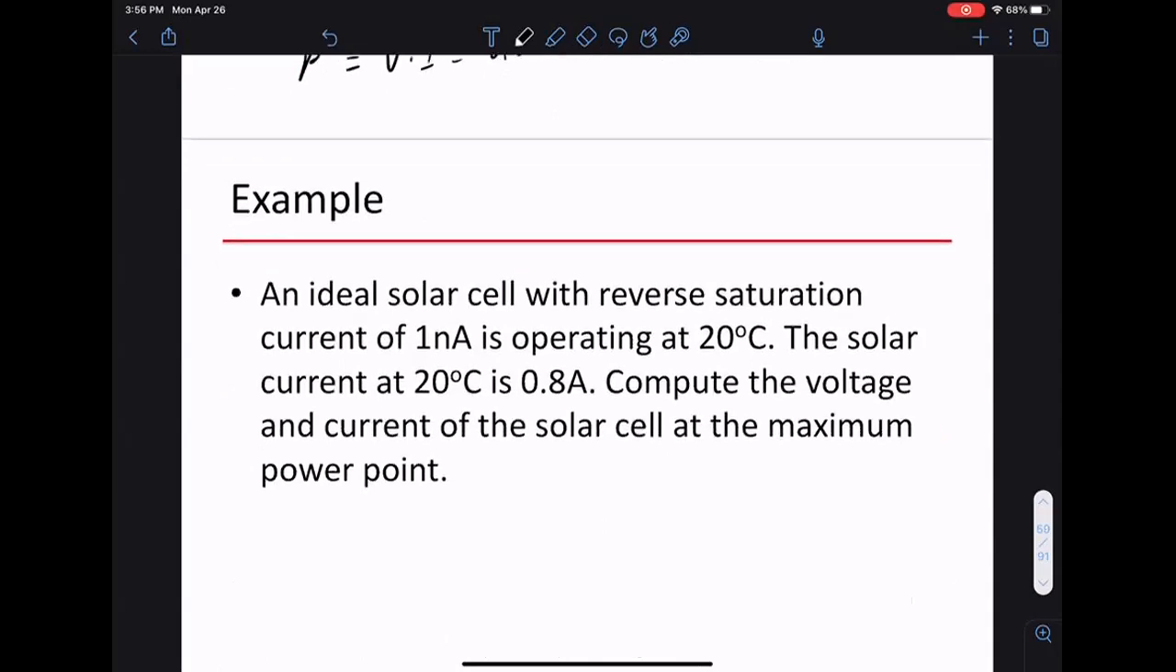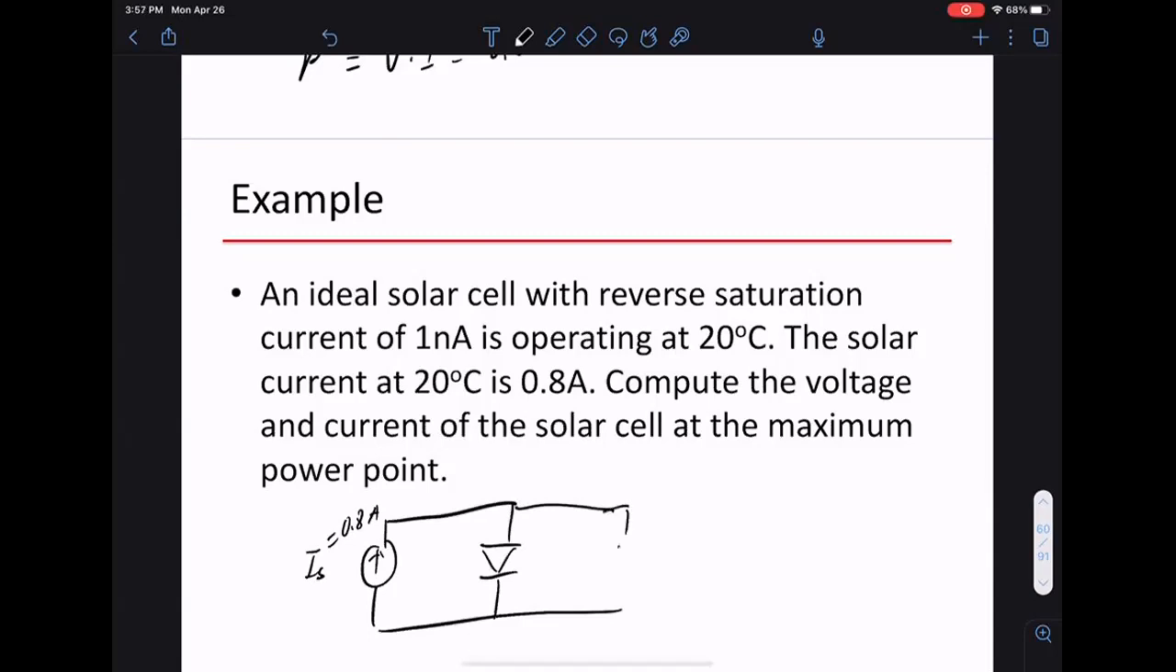It's saying I have a solar cell with a reverse saturation current of 1 nanoamp operating at 20 degrees Celsius. The solar current is 0.8 amps. I now want to maximize the power I can draw. So I want to compute the voltage and the current such that I can draw the maximum amount of power. For this question, Is is given, this is 0.8 amps. But the rest we don't know. We're going to optimize over this voltage such that I can maximize the power draw at the load.